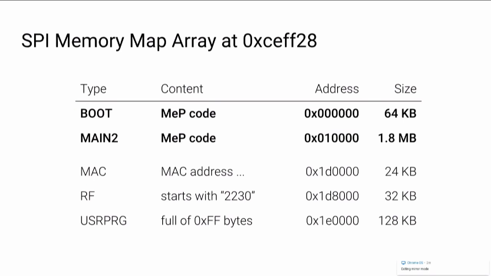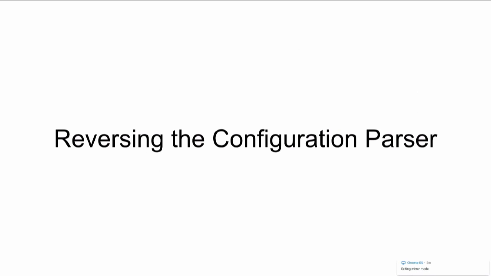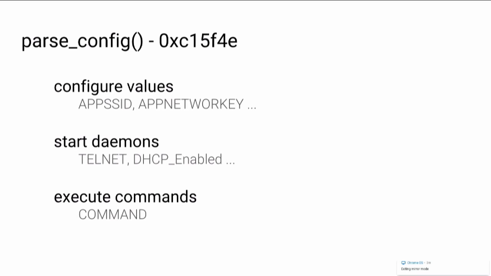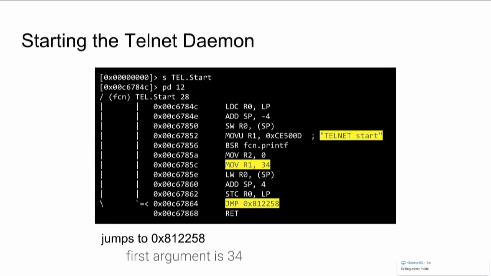So let's try to reverse the configuration parser. This is a really important target because it's used to configure values, like the PSK or the access point name. It's used to start daemons, and it's used to execute commands. So let's have a look next at the way telnet is started. When processing the telnet parameter, the parseConfig function will call a function that I named telstart. This function is really small. It's here on the screen.